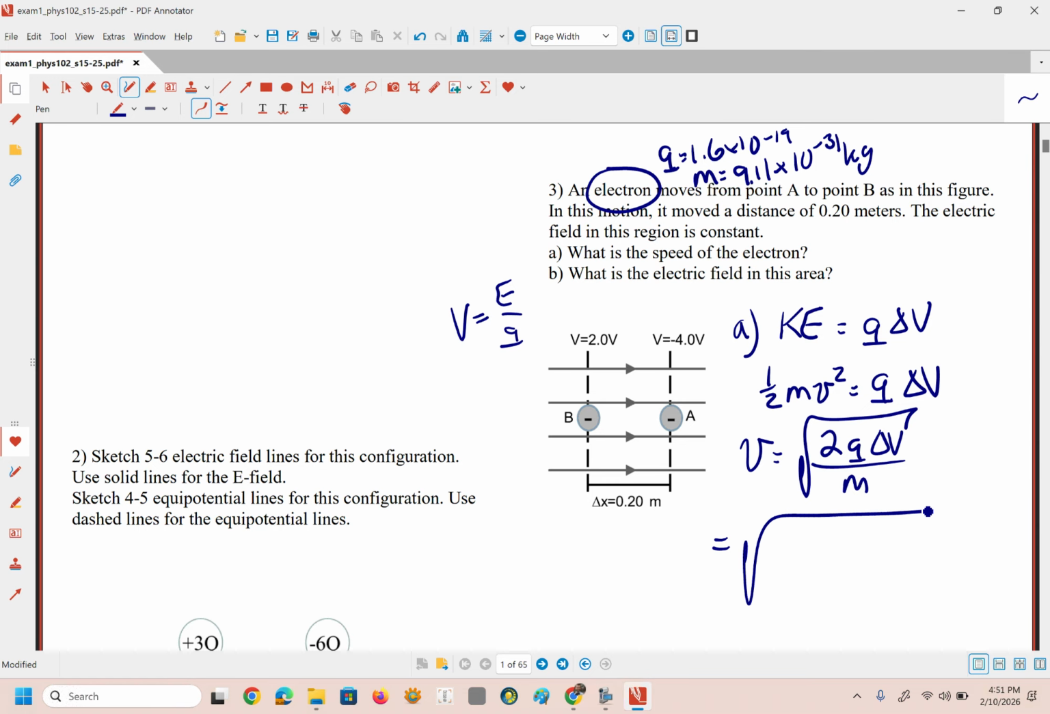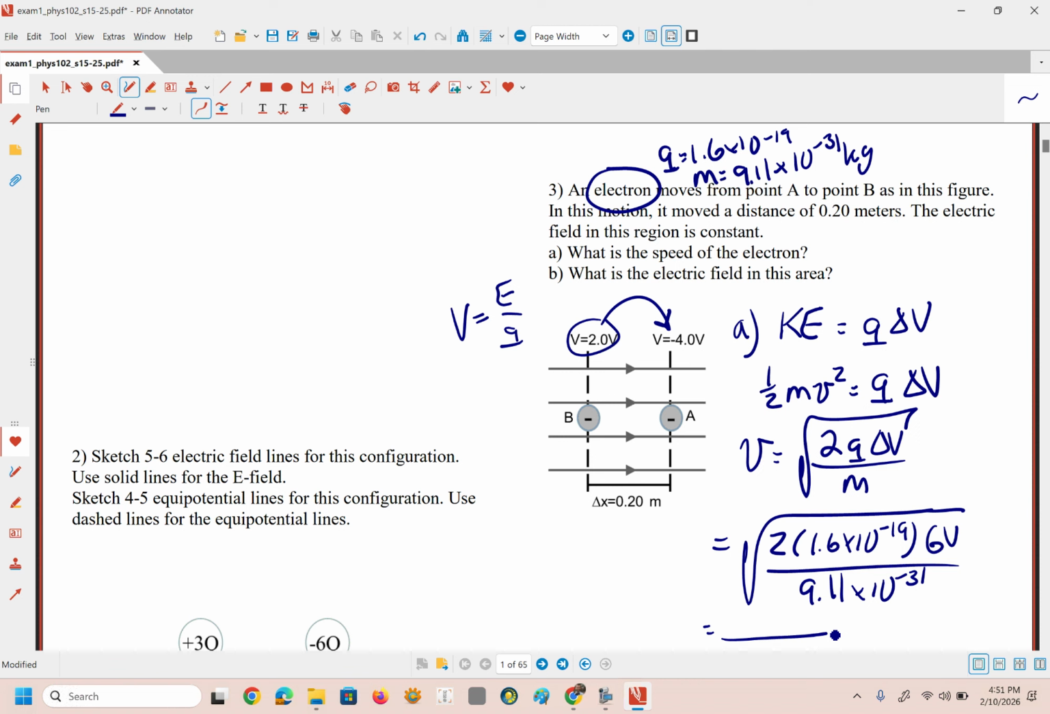So this is the square root of 2 times 1.6 times 10 to the minus 19, times delta V. I'm going from 2 to -4 volts, so that's a delta V of 6 volts, divided by the mass, which is 9.11 times 10 to the minus 31. All right, whatever that value is, it was some thousands of meters per second, okay?